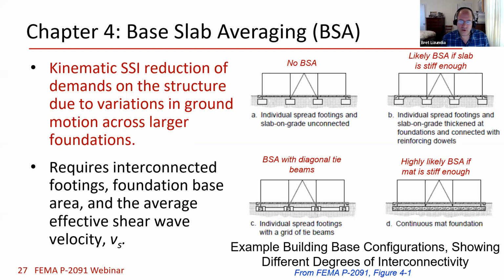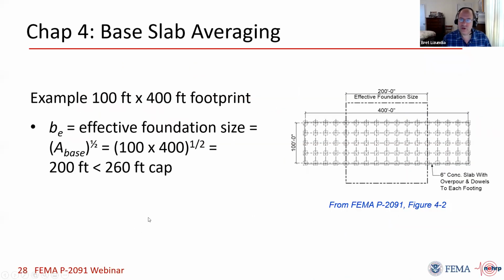Okay, so if you know that you have the ones where it qualifies, then you just need to know how big your foundation footprint is and what your effective shear wave velocity is. Let's say you had a rectangle that's 100 feet by 400 feet. Then you just take the square root of the area, which turns out to be a nice round number in this case, 200 feet.